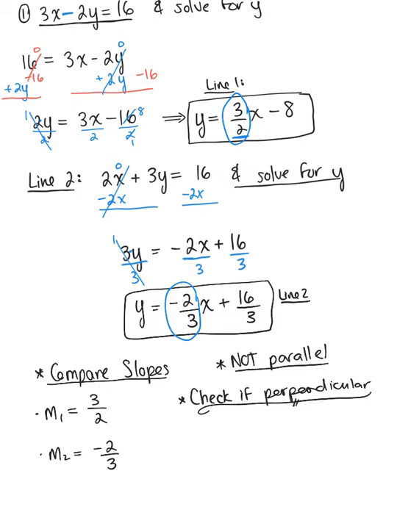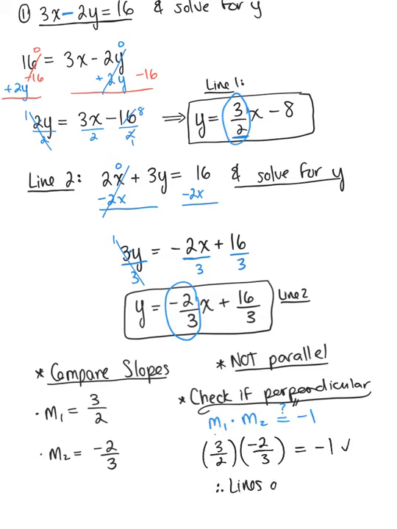Again, a nice way to check that is to use the initial formula. Does the product of the slope of the first line times the slope of the second line equal -1? And we have 3/2 multiplied by minus 2/3, which, yes, does equal -1. So we can say that therefore the lines are perpendicular.